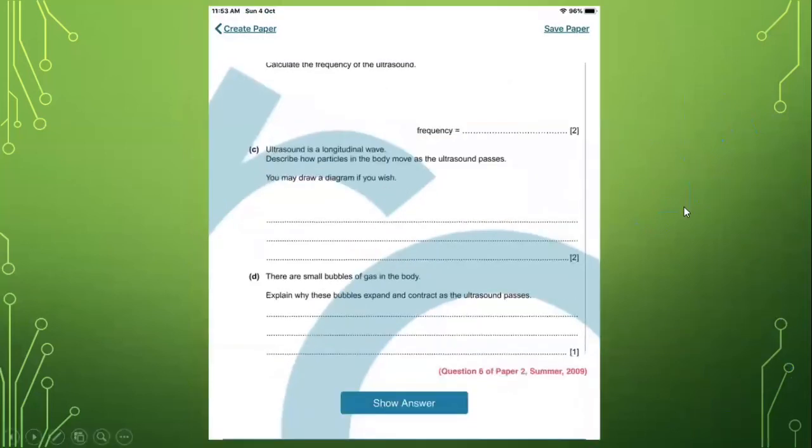Now the last part of this question states there are small bubbles of gas in the body. Why are these bubbles expanding and contracting? If you focus on the terms expand and contract, you should know that expansion of the particles means a low pressure region, and contraction of the particles means a high pressure region. In a longitudinal wave or a sound wave, there is always rarefaction and compression, which are the low pressure and the high pressure regions. That's why, because of the formation of rarefactions and compressions, the particles are expanding and contracting, and thus a pressure difference is created, which is why this process happens.